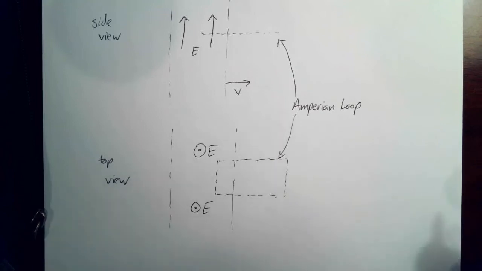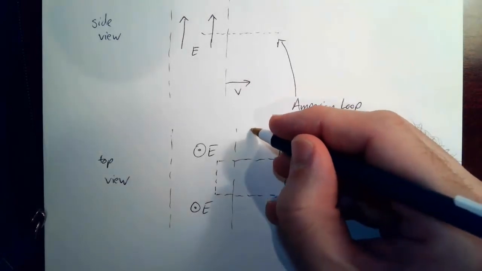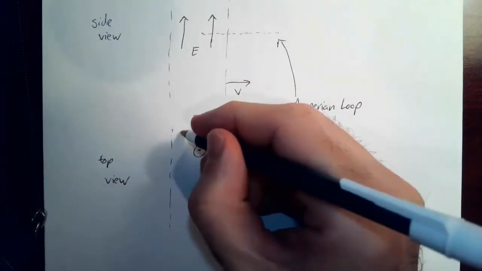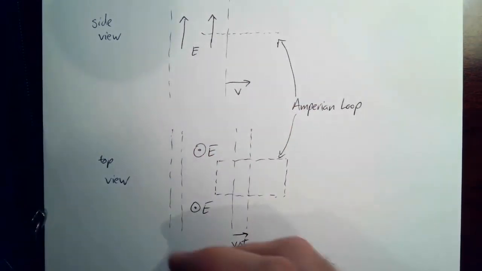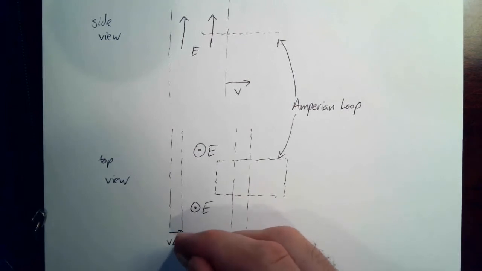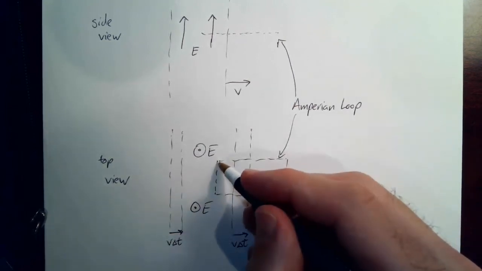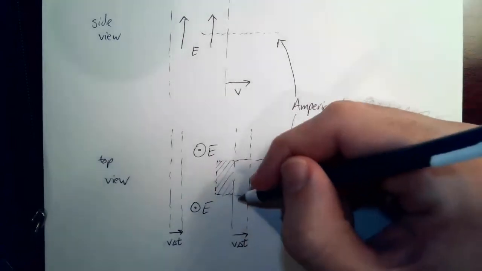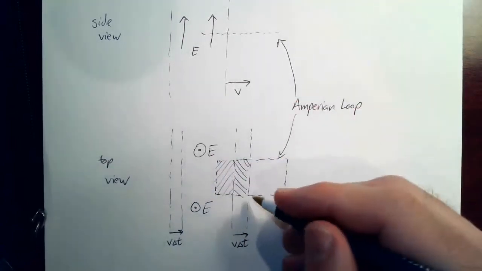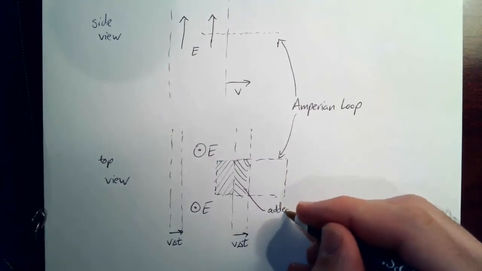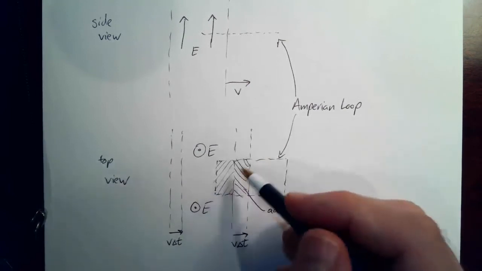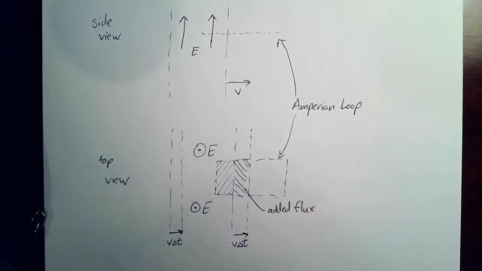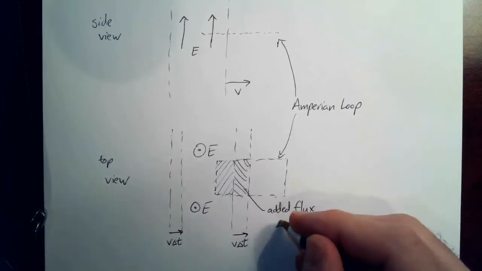Okay, so we're going to find d phi E dt very similarly to how we did it with the magnetic flux. So as my slab moves to the right, the distance is velocity times delta t. I had this much flux before, but then I've added this flux. So this is the added flux as a result of the slab moving to the right, and more of my Amperian loop being inside of the slab as a result. Okay, so this is delta phi E.